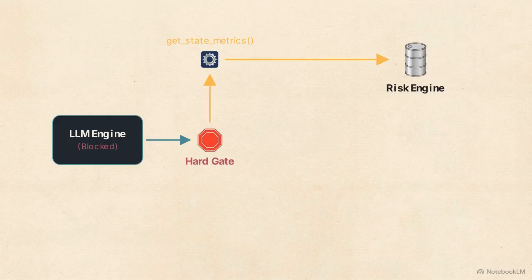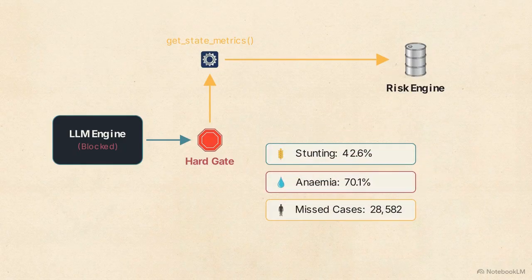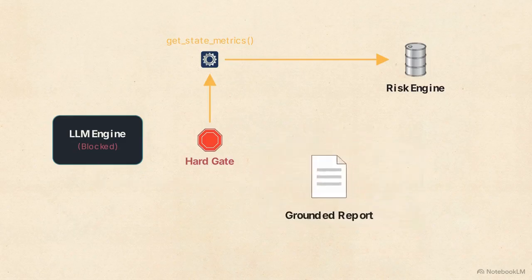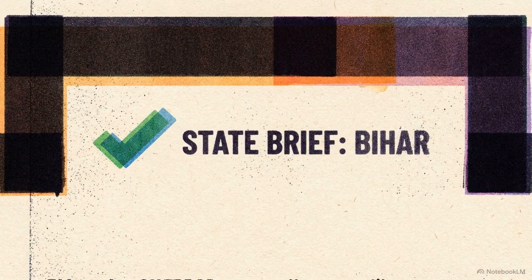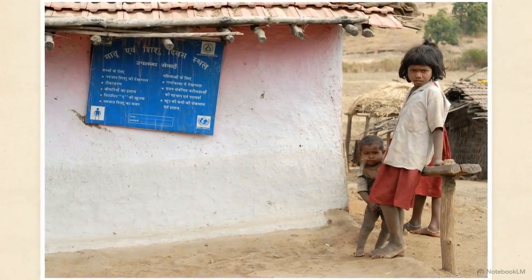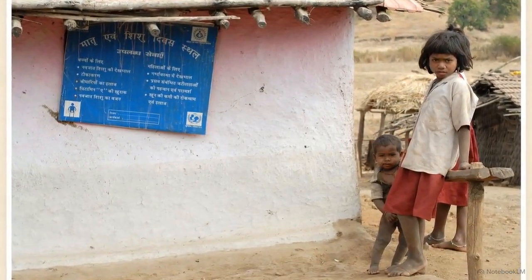A hard gate stops the AI until it triggers Get State Metrics. This pulls exact numbers for stunting, anemia, and missed cases from the risk engine, injecting them into the context window. Only then does the AI generate its brief. The result is a numerically accurate summary that recommends specific interventions, like nutritional supplementation in high stunting districts.